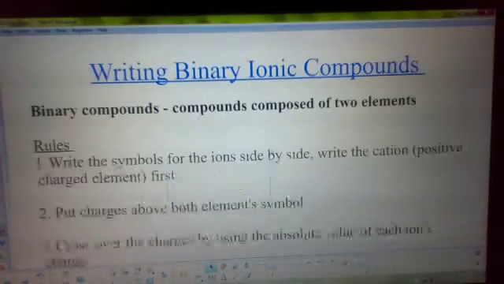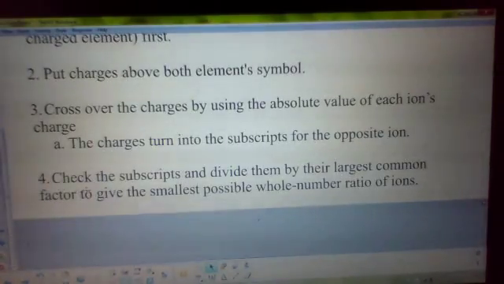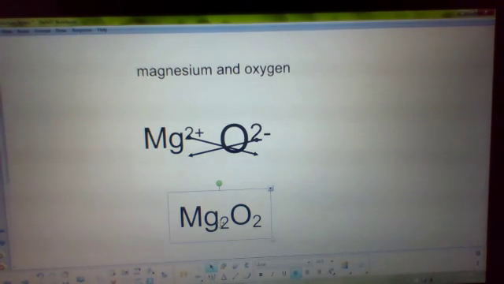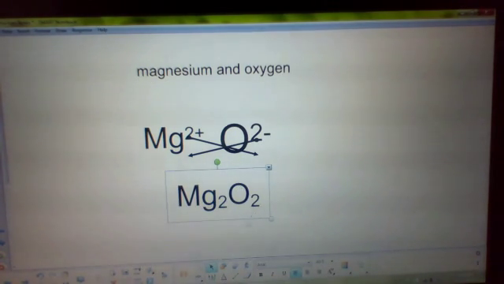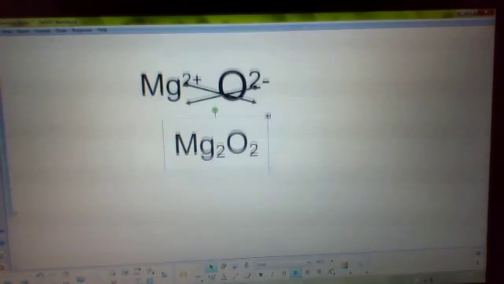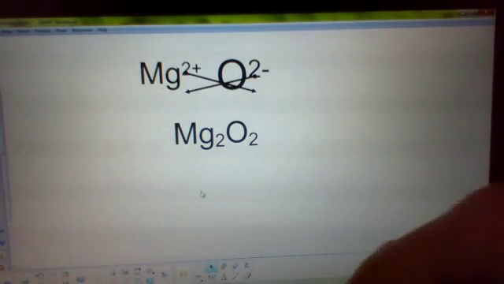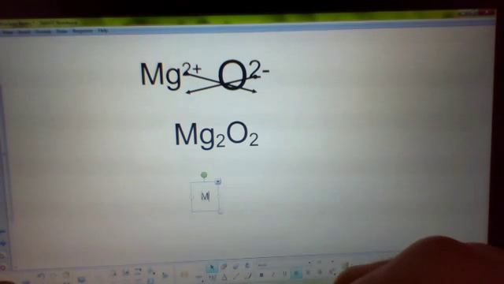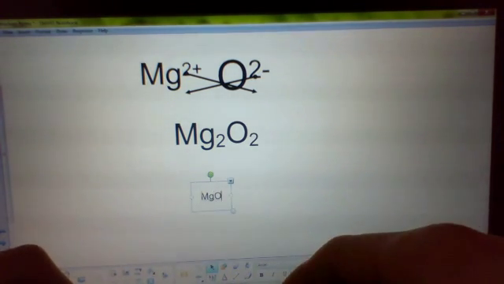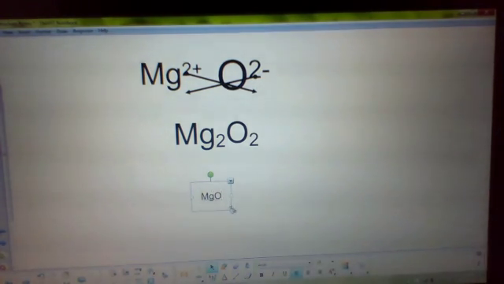But as rule 4 says, check the subscripts and divide them by their largest common factor to give them the smallest possible whole number ratio. Which means reduce the numbers on the bottom if you can to make it the simplest formula. As we know, 2 and 2 can be divided by themselves. So the simple way of writing magnesium and oxygen is MgO. And your final answer is MgO.